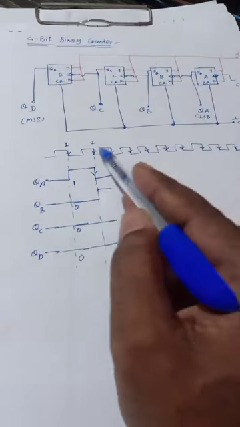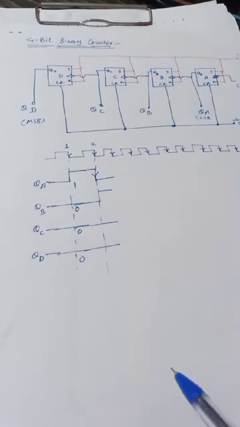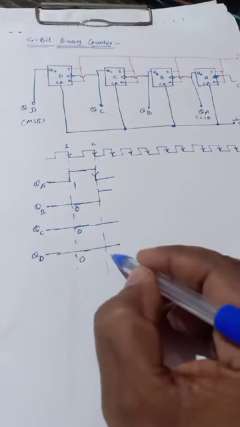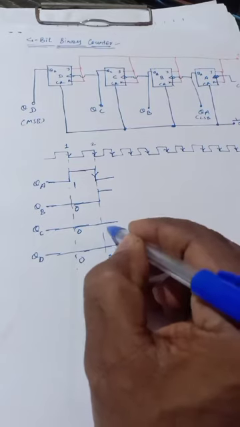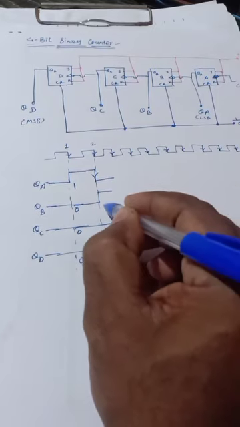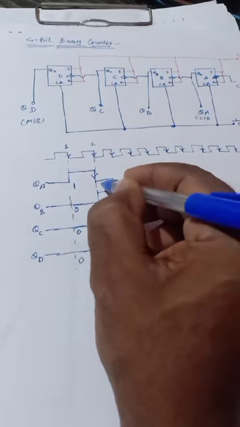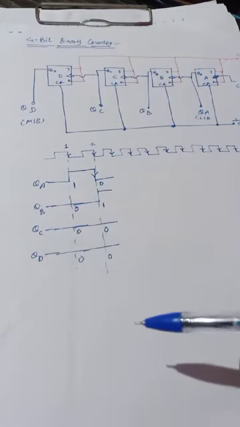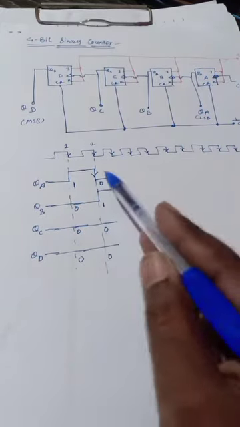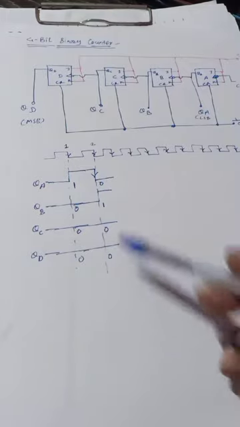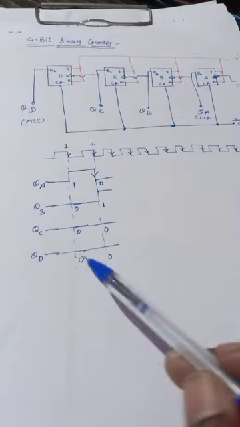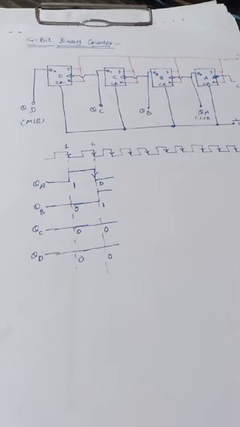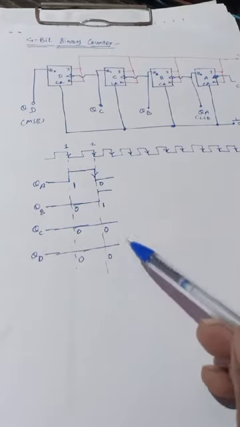And what is here at the second clock? Here at the second clock, this is 0, this is 0, here is 1 and here is 0. Now the output is 0, 0, 1, 0. So the output of the counter is increased by one step.